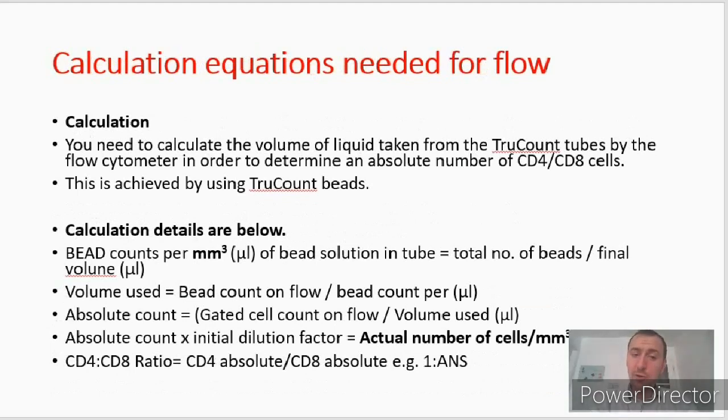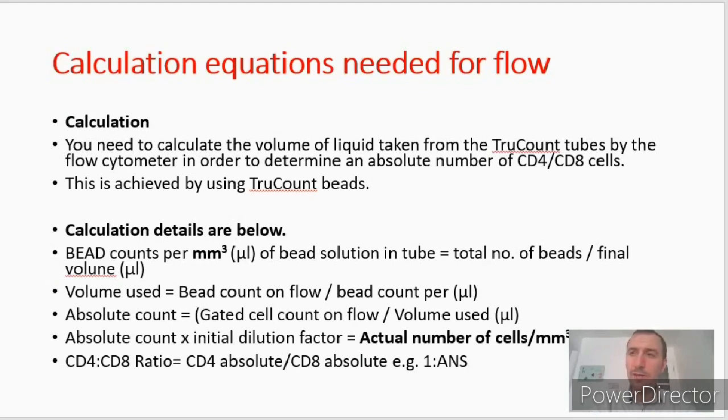So what I've tried to do here is provide you the step-by-step procedure for calculating the actual number of CD4 and CD8 cells present in the blood to enable you to make clinical decisions. For the calculation, you need to calculate the volume of liquid or blood taken from the true count tubes by the flow cytometer in order to determine an absolute number of CD4 and CD8 cells. And as I said before, this is achieved by true count beads.